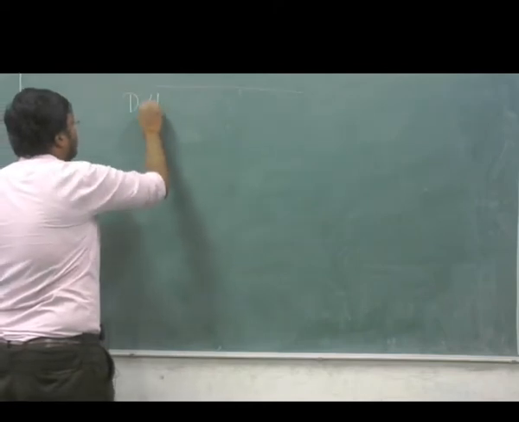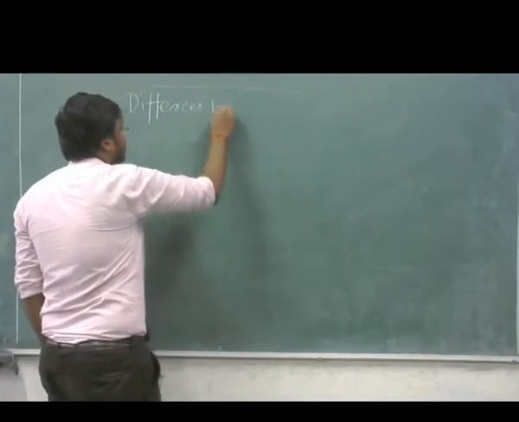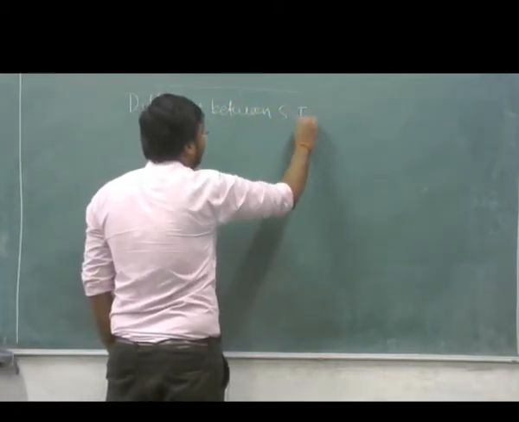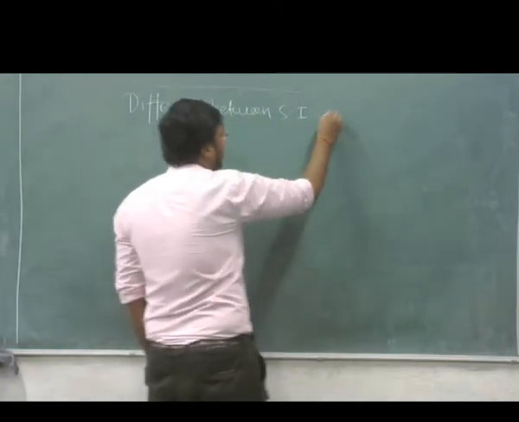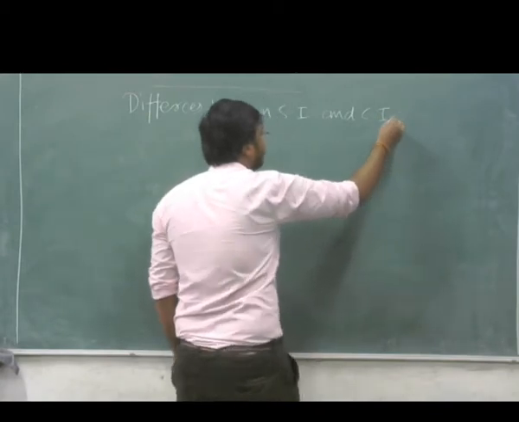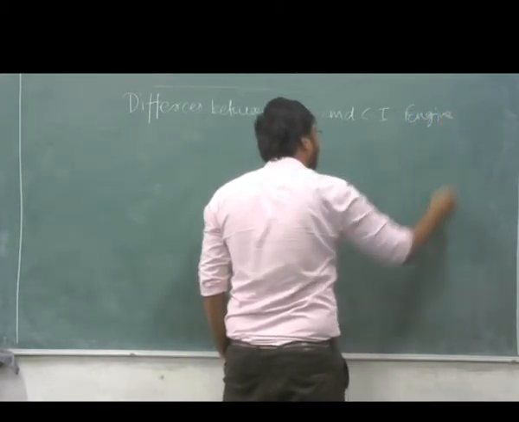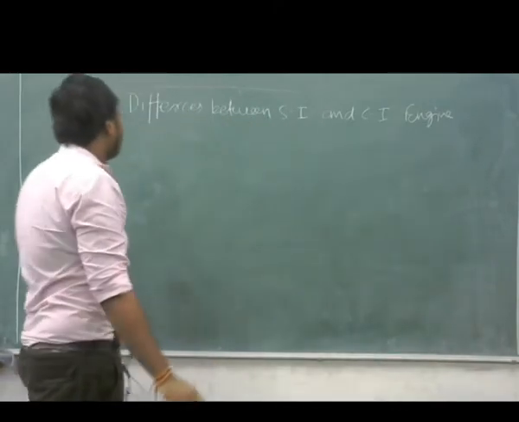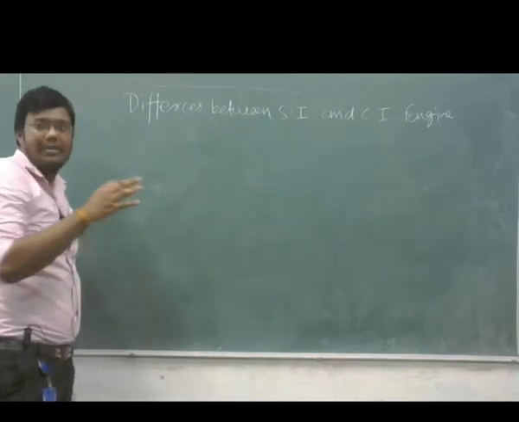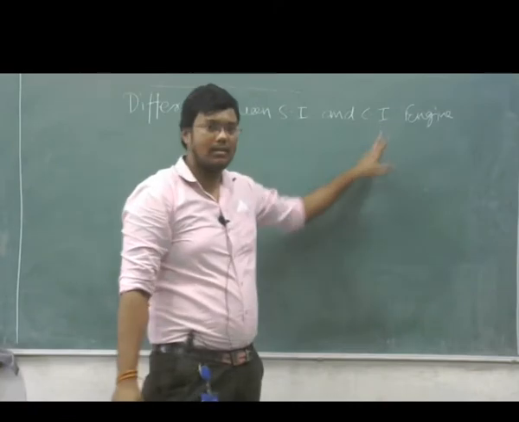This question also comes in the exam. Differences between SI engine, SI means spark ignition engine, and CI engine, CI means compression ignition engine. Or the question may come like this: differentiate between petrol engine and diesel engine. SI engine means petrol engine. CI engine means diesel engine.